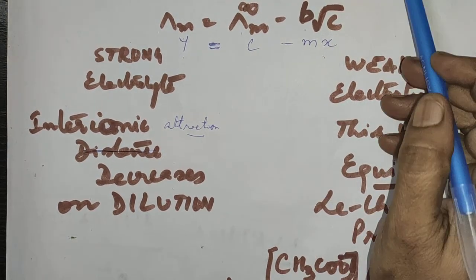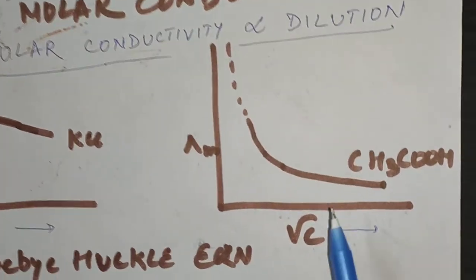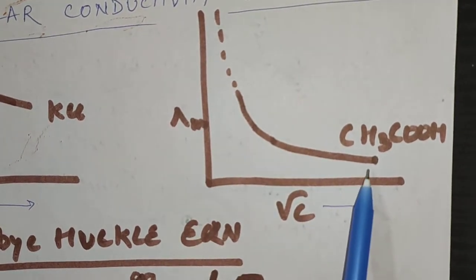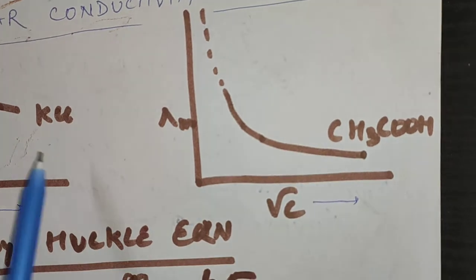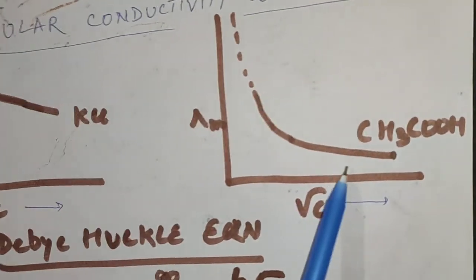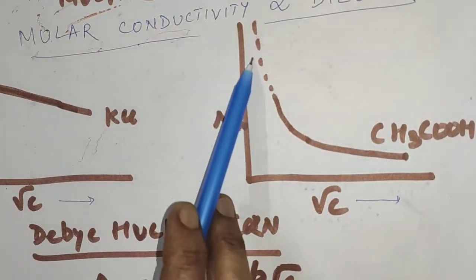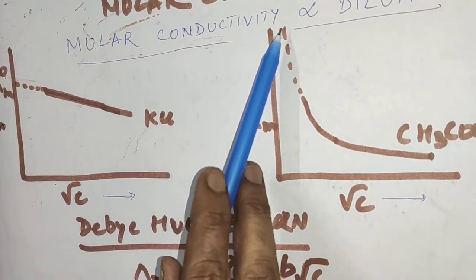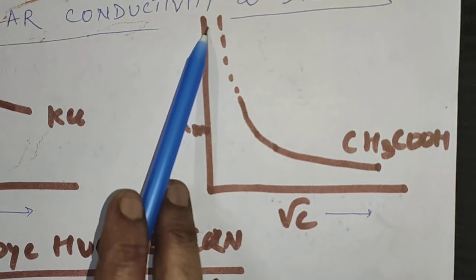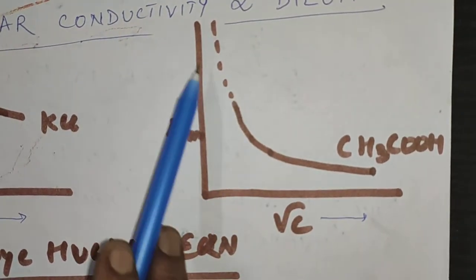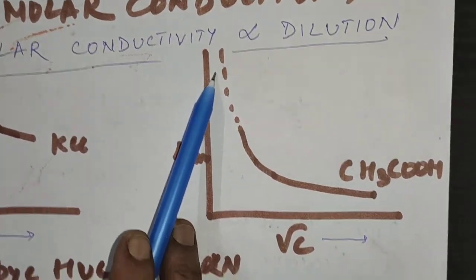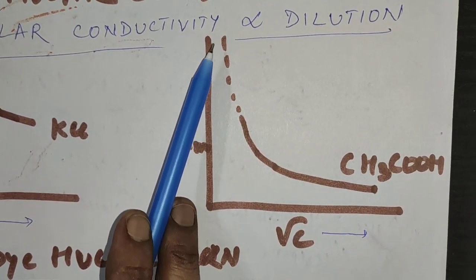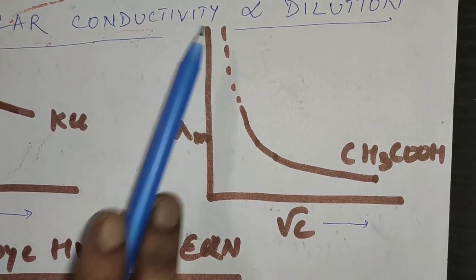But now we come to the weak electrolyte. Here the trend is the same. On dilution, conductivity will increase. But here there is a sudden steep increase. In the strong electrolyte there is a gradual increase, but here there is a steep increase, and it is becoming asymptotic. It is not touching the y-axis. It is almost tending to the y-axis, but it is not touching it. It is something like a hyperbola. I cannot find out the infinite dilution because the graph doesn't show that it will meet the y-axis.